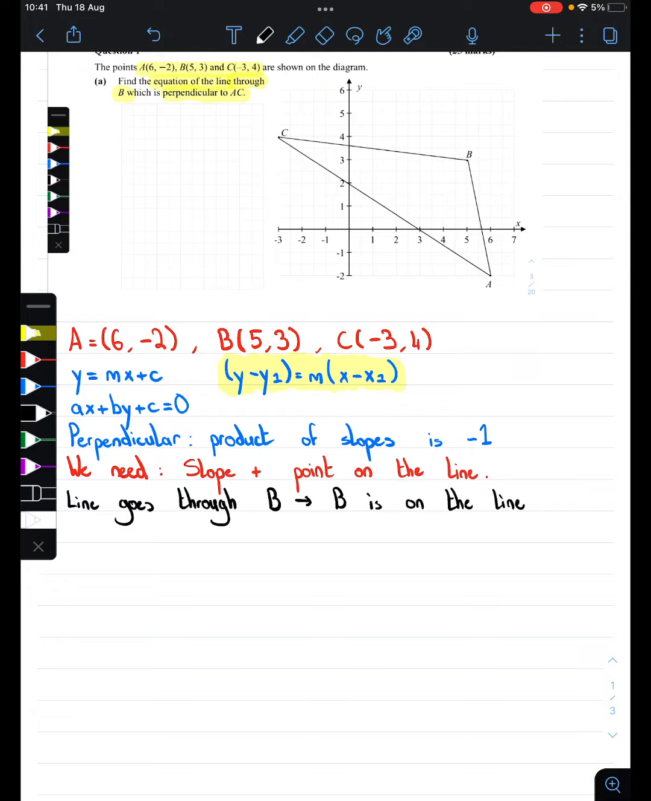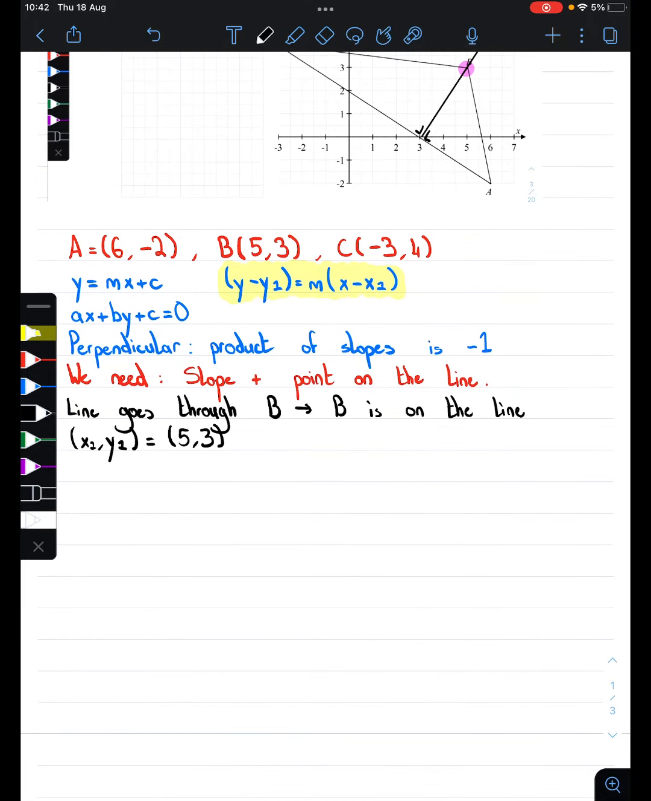Now let's draw this just to make it easier to conceptualize. We're looking for a line through B perpendicular to AC, so something like this, where we've got two right angles here, and we go through B. So our x1, y1 is 5, 3. Our point on the line is B, which is (5, 3).